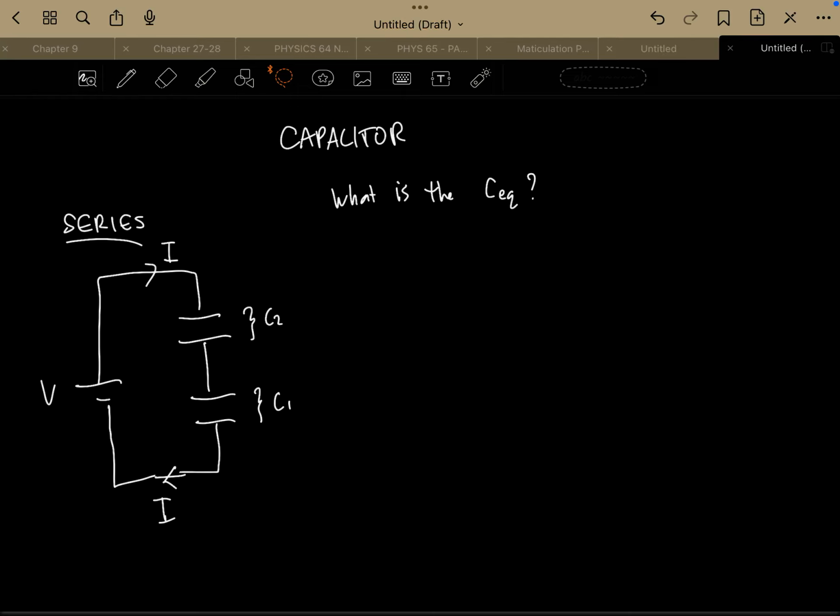In today's lesson, kita mau tengok dekat capacitors and then ask the question, what is the equivalent capacitance in series versus in parallel? Let's look at series first.